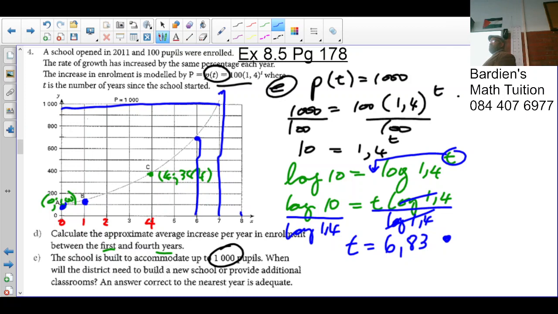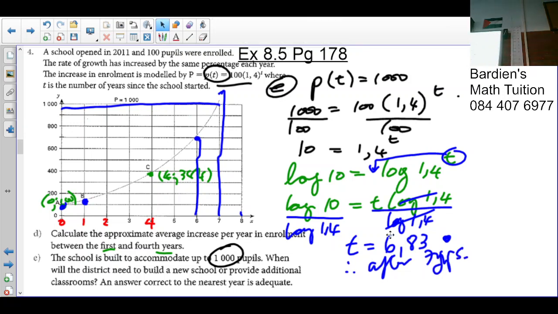Can you see that? So after how many years will the district need to build a new school? Therefore, after 7 years. Okay.